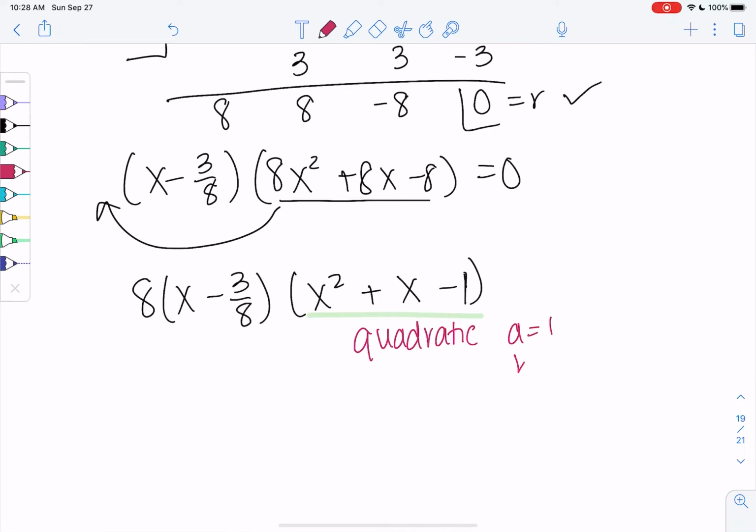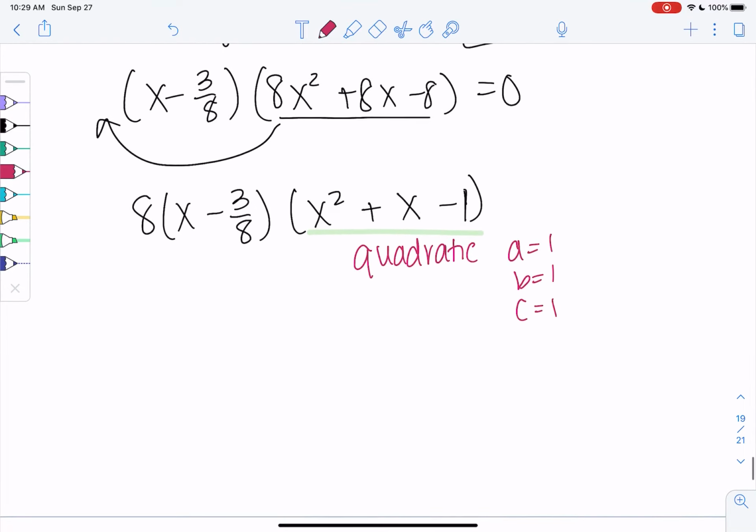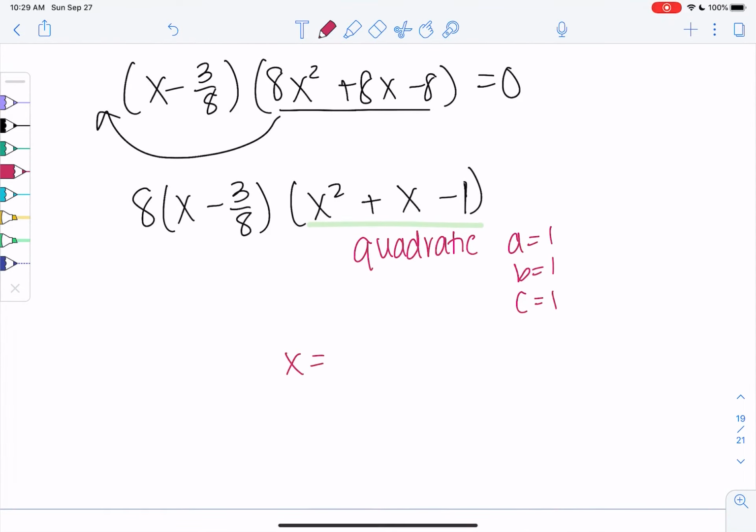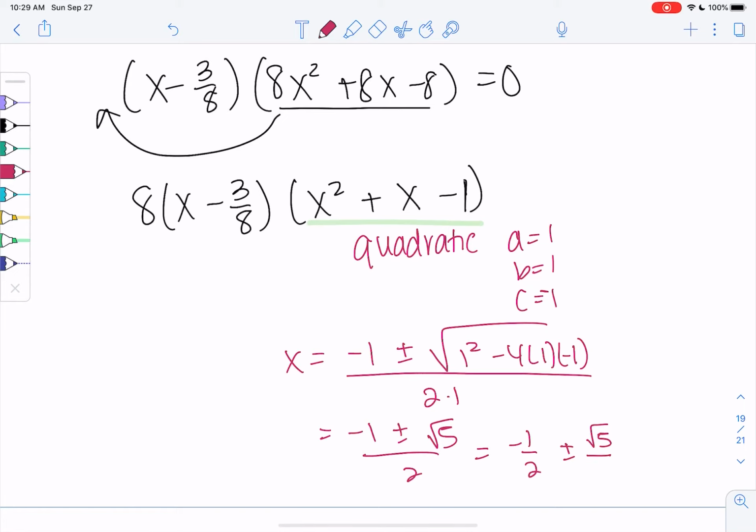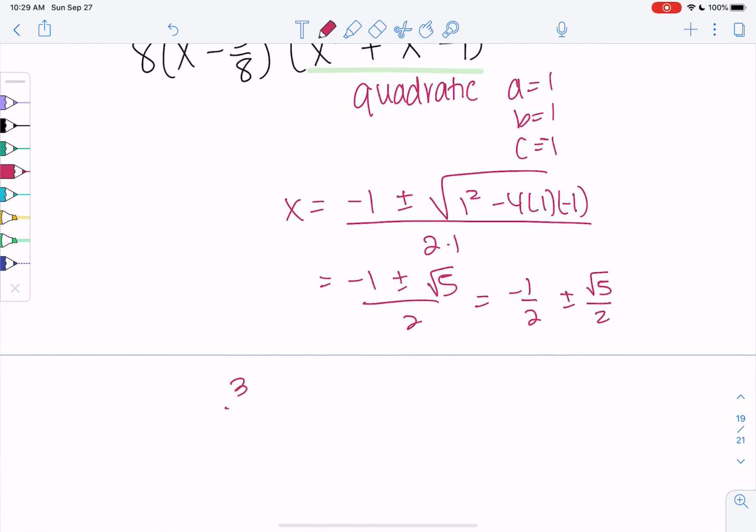Where a equals 1, b equals 1, and c equals -1. And I'll just start this, and then I'll let you do the factorization after. So x equals -1 plus or minus the square root of b squared minus 4ac, all over 2a. So we get -1 plus or minus square root 5 over 2. So it'll be -1/2 plus or minus square root 5 over 2. So our zeros are 3/8, -1/2 plus root 5 over 2, -1/2 minus root 5 over 2.